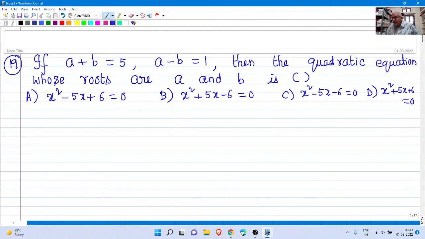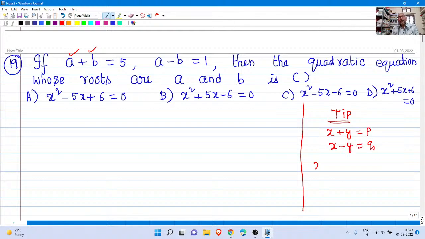Right. So this problem is actually connected. Linear equations is connected to the quadratic equation. This is also a connection problem. It's very important. First of all, we need to find out a value, b value with the help of these two equations. I will give the super shortcut here. Here, tip or trick. So, for example, x plus y is equal to something p, x minus y is equal to q. How to find out x? Very simple. p plus q by 2 write down. You get the x value. How to get y value? Very simple. p minus q by 2.